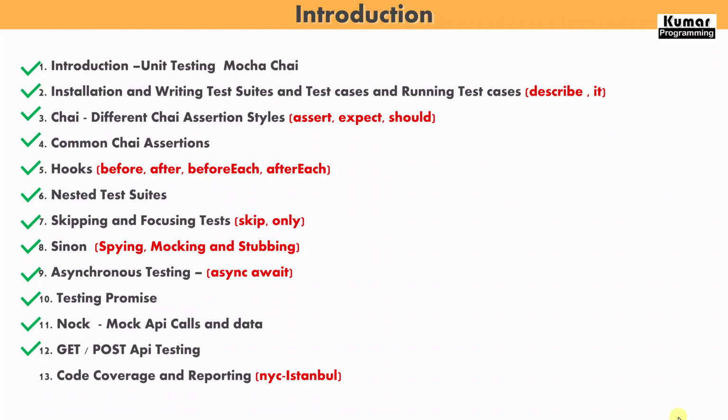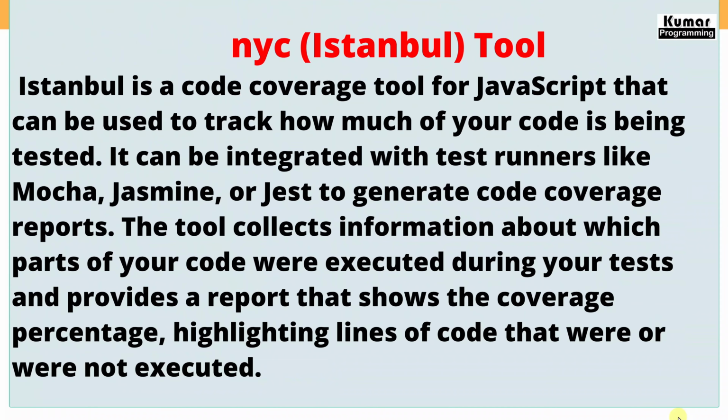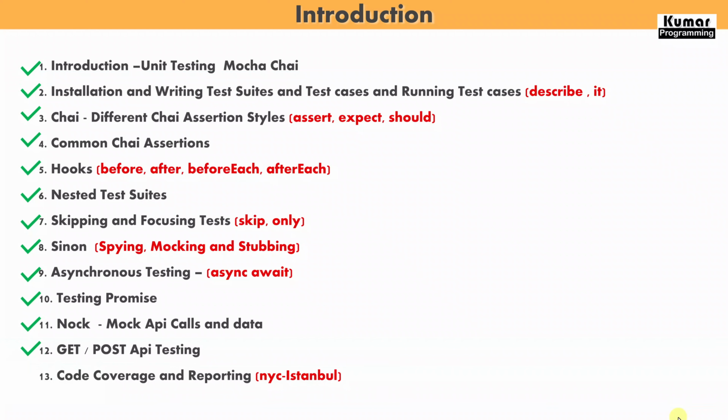Let's understand about the nyc-Istanbul tool. nyc-Istanbul is a code coverage tool for JavaScript that can be used to track how much of your code is being tested, and it can be integrated with test runners like Mocha that we are using as of now, as well as Jasmine and Jest, and it also generates the code coverage report. This tool collects information about which parts of your code were executed during the test and provides a report that shows the code coverage percentage, as well as highlights the lines of code that were not executed. So we will learn about all those things step by step in our practical demonstration in this video.